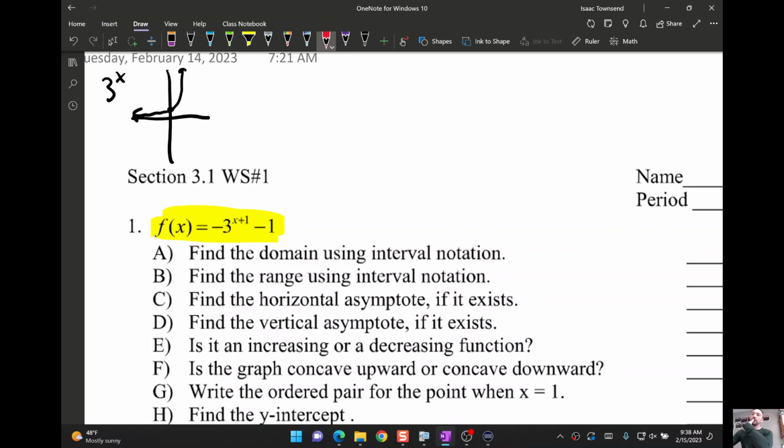Then think about if you plug a number into x, the first thing you would do is add this 1 to it. So you need to think about what transformation that is, and that would be shifting it left 1. So try to make your graph look like it goes left 1.